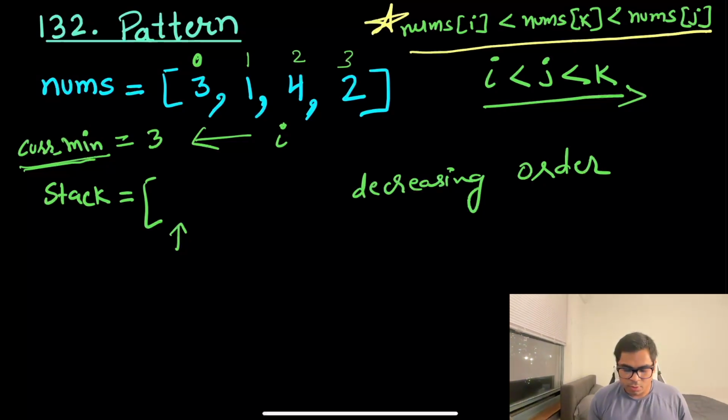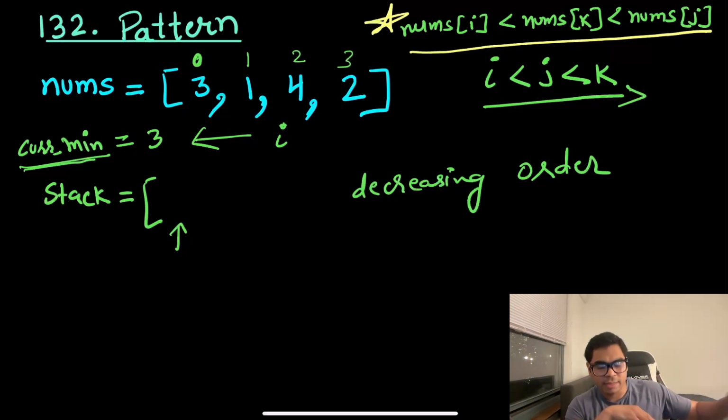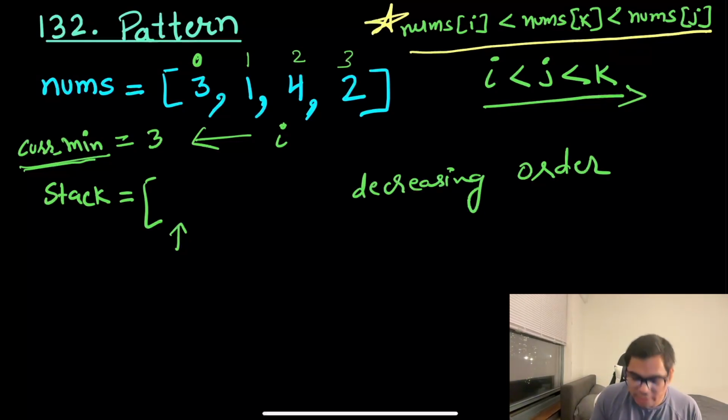Okay, so whenever I can see on top of my stack there is a value that is greater than my current minimum, and it's smaller than the value that I'm just about to append to my stack, that means I have found this 1 3 2 pattern, haven't I?